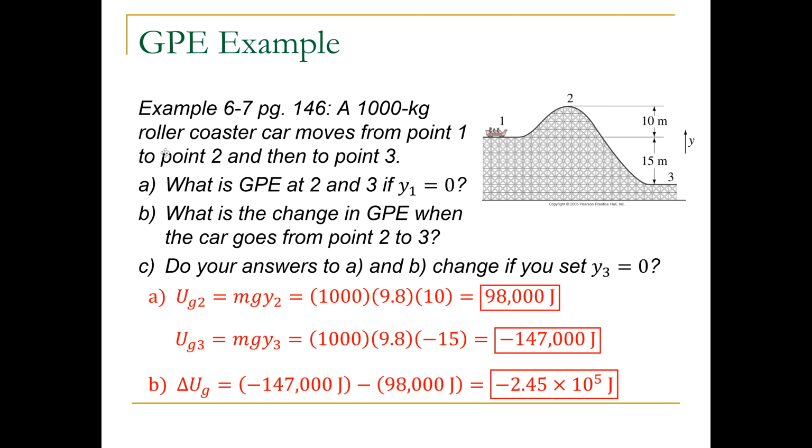And for part C, do your answers to A and B change if you set y3 equal to 0? So if we change our reference height, what impact does that have on our answers? Well, it would change our answers to part A, but the key is it does not affect our answer to part B. So the change in gravitational potential energy from point 2 to point 3 is the same regardless of where we set our reference height. And that's important, because really it's that change that matters. So that change should be constant regardless of where we decide to set y equals 0.